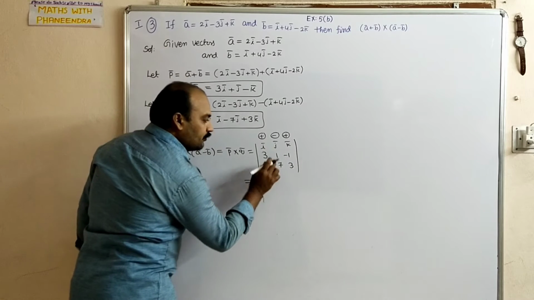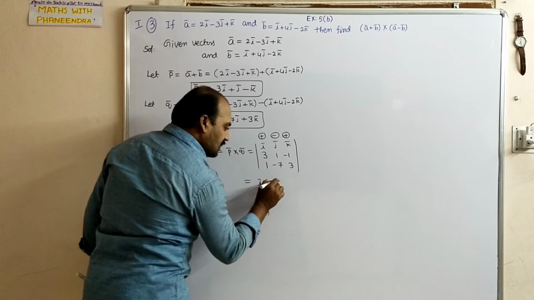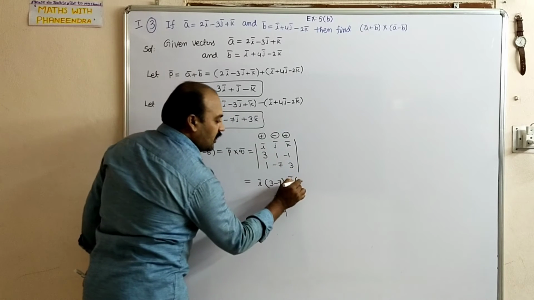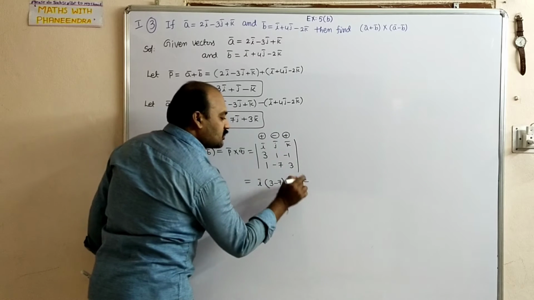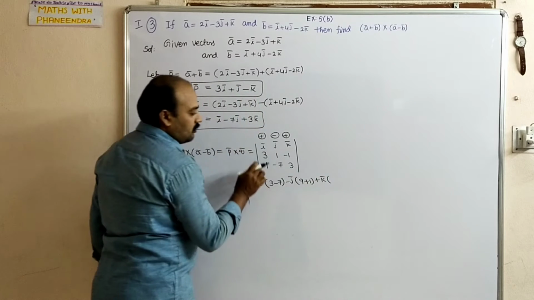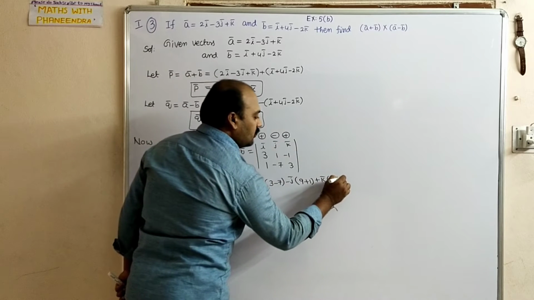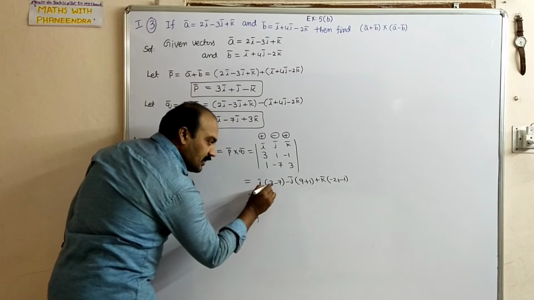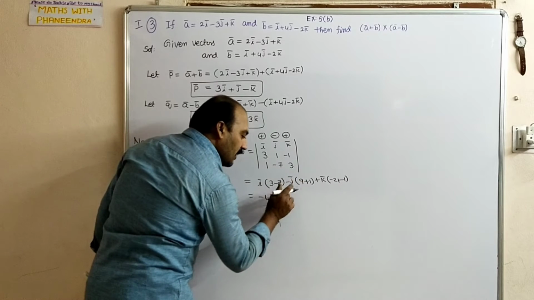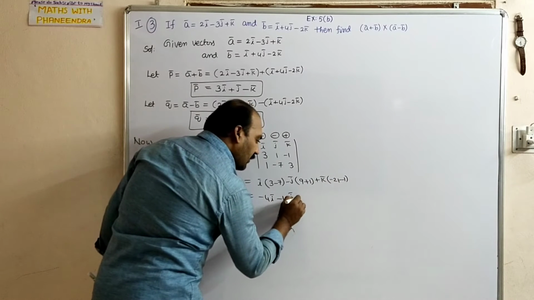I bar into 1 into 3 is 3 minus 7 into minus 1 plus 7, minus j bar into 3 3s are 9 minus 1 into minus 1, minus 1, so plus 1, plus k bar into 3 into minus 7 minus 21 minus 1, so it is equal to 3 minus 7 is minus 4, minus 4i, 10 into minus j, minus 10j, minus 22 into k, minus 22k.